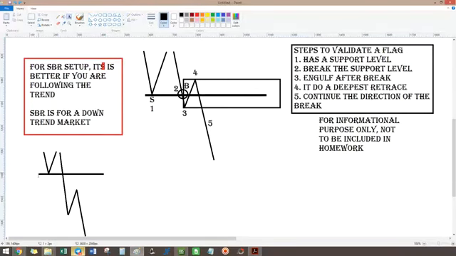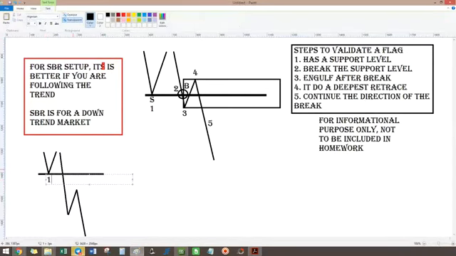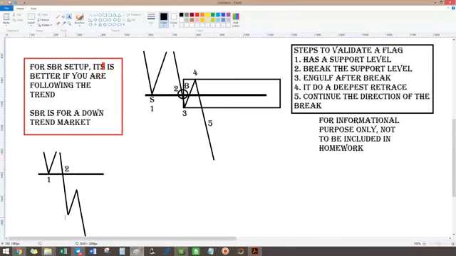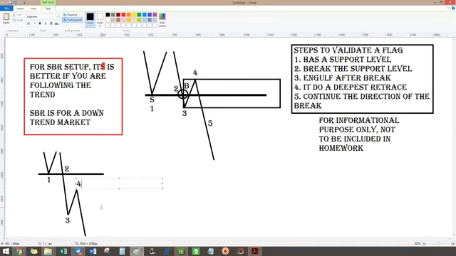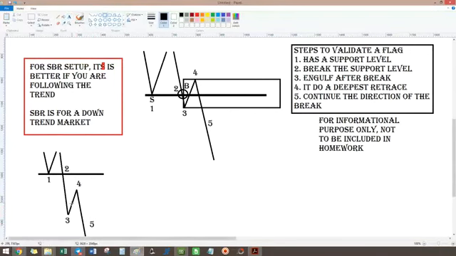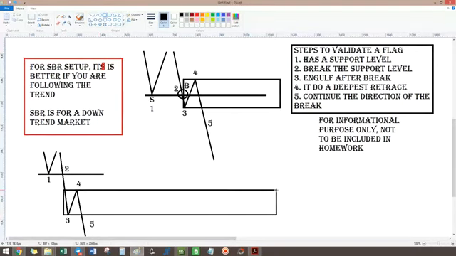So we have here 1, and then we have the breakout 2, and then we have the engulf 3, we have the retrace 4, we continue the motion 5, and then our flag is over here. Okay, do you understand? Is the flag represented by a candle or a range? The flag is this one, number 3 and number 4.